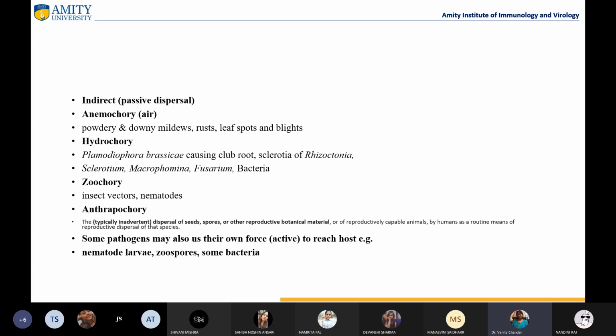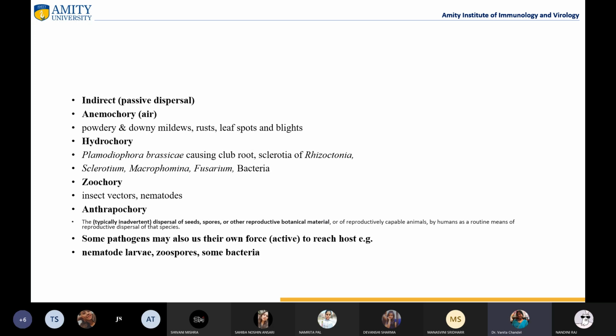Then we have indirect or passive dispersal, which could be through air, called anemochory. Powdery and downy mildews, rusts, leaf spots, and blights can be transmitted through air. How? Because they form dry fungal spores on the leaf surfaces. If there is air in a particular area or the wind velocity is high, these spores can definitely be taken away to healthier plants, other parts of the plants, or other areas.